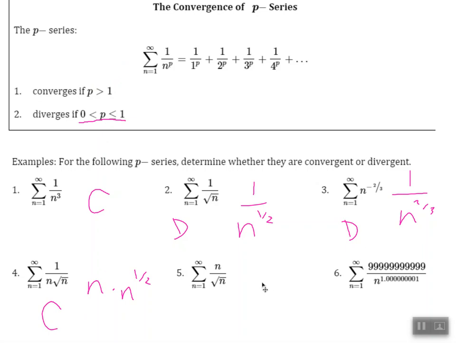The next one, be careful, it is not a p-series because it has an n in the numerator as well, and we're not allowed to just pull that out. So if you see something like this, it's not a p-series. We would have to use another test to figure out if this converges or diverges. So that's all we're going to say for now about this one, is that it's not a p-series.